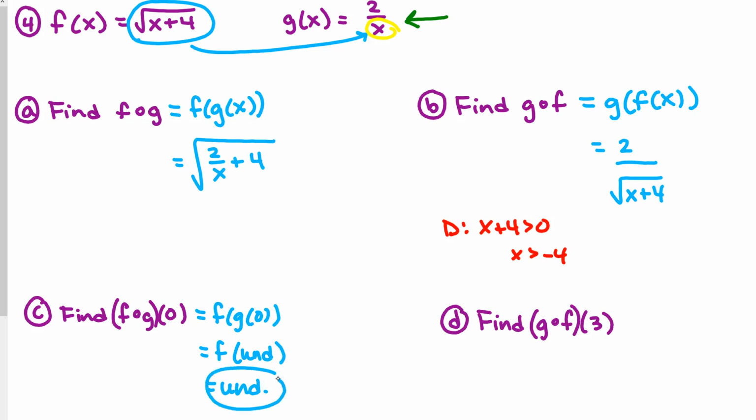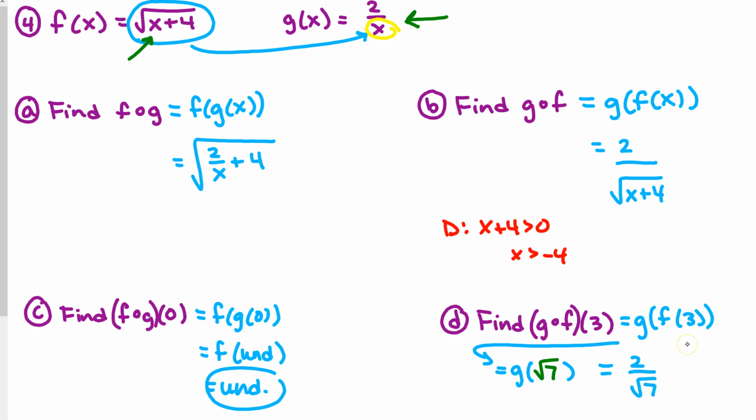And then for part D, we have find g of f of 3, which could be written like this. So we're starting by putting 3 into f. So what's f of 3? F of 3 is the square root of 3 plus 4, square root of 7. So we put square root of 7 into g, which means that we're going to have 2 over square root 7. Now we could rationalize that to simplify it. So we would end up with 2 square root 7 over 7.